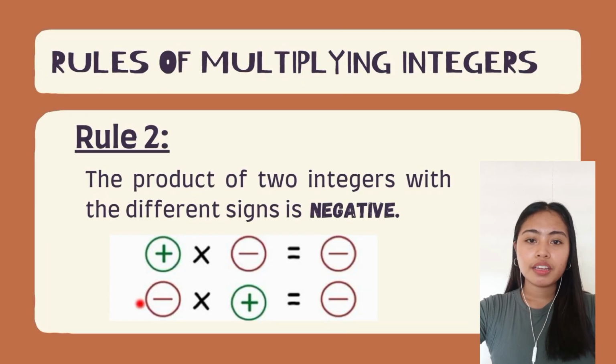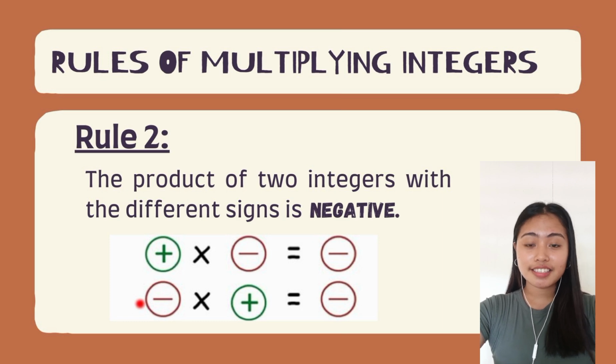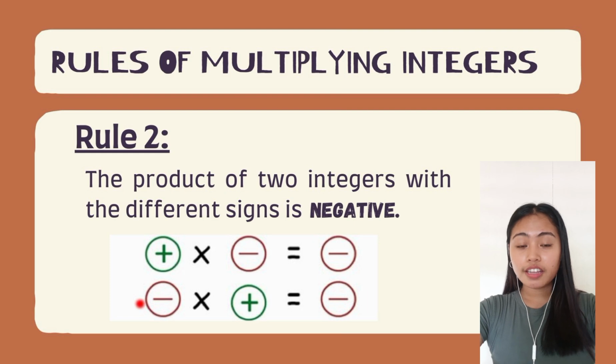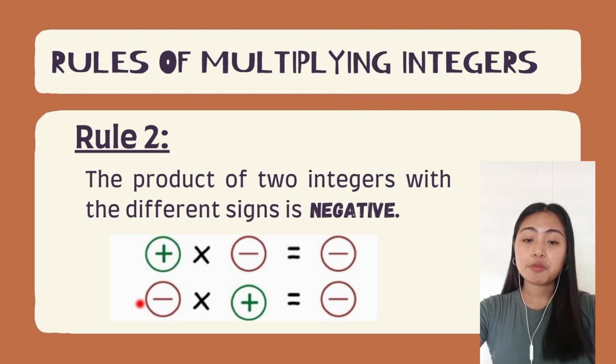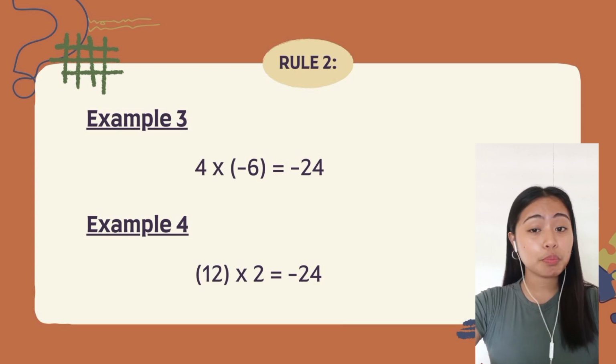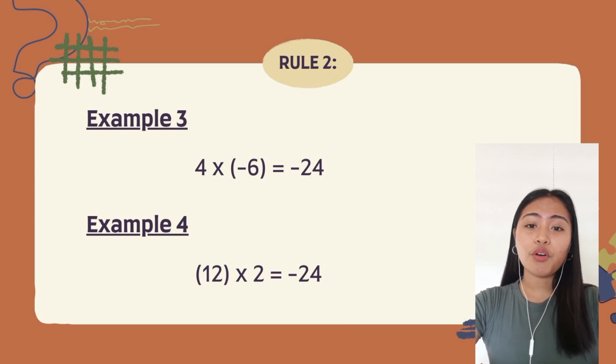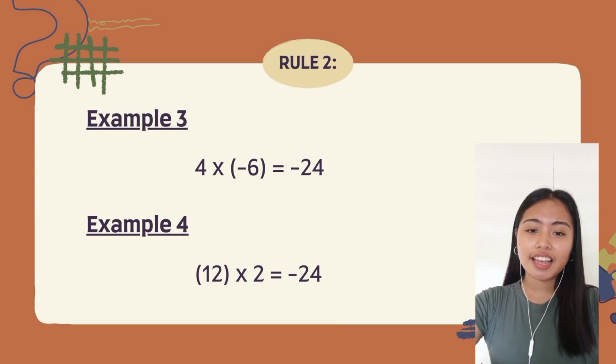Rule number 2. It states here that the product of two integers with different signs is negative, just like this. Positive times negative is equal to negative, and negative times positive is equal to negative. Let's have some example. Example number 3, Mr. Gonzalez. 4 times negative 6 is equal to negative 24. So how did we come up with a negative 24 as product? Why is it negative? Very good. Since 4 and negative 6 are different signs.